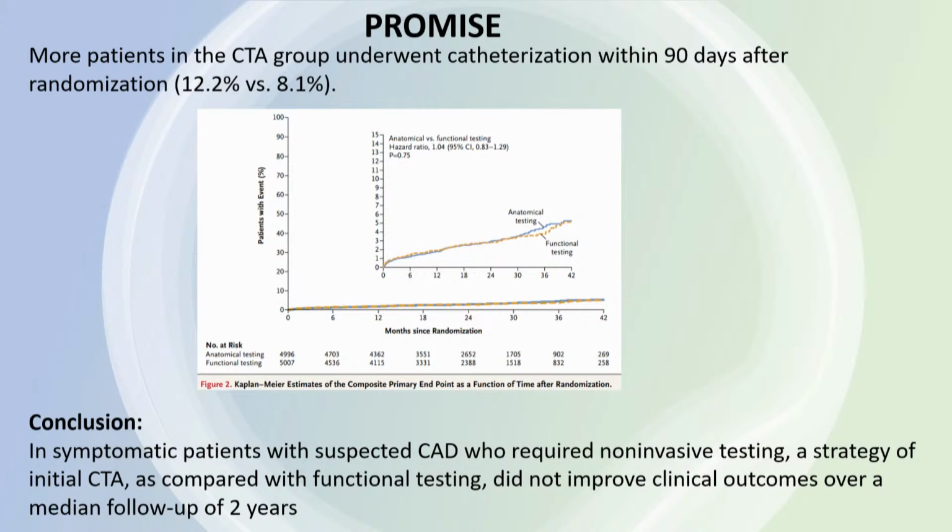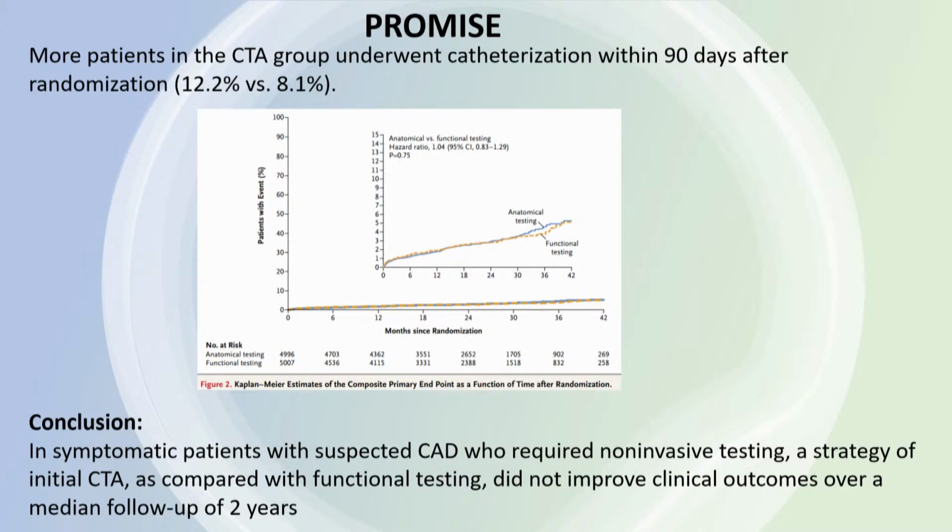As I mentioned before, this is again the finding that we keep finding in these trials. More patients in the CT group underwent catheterization in the initial few months after randomization. These are the Kaplan-Meier curves for their event rates, which are basically similar, with a median duration of 25 months of follow-up.